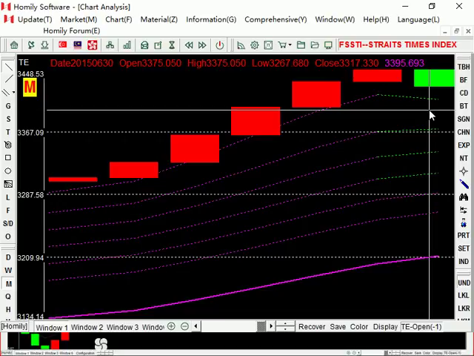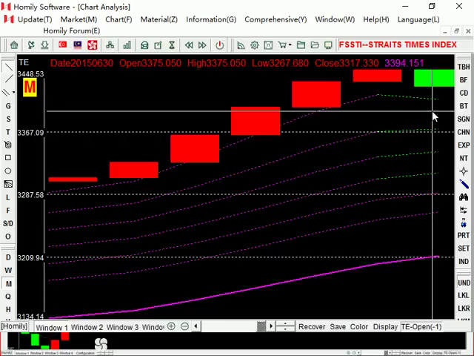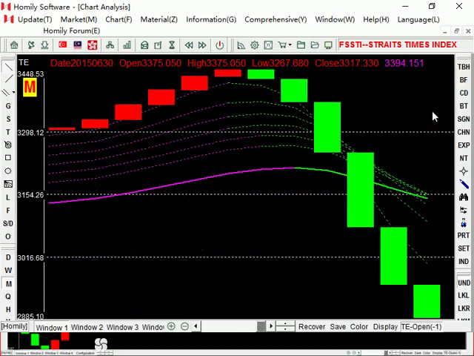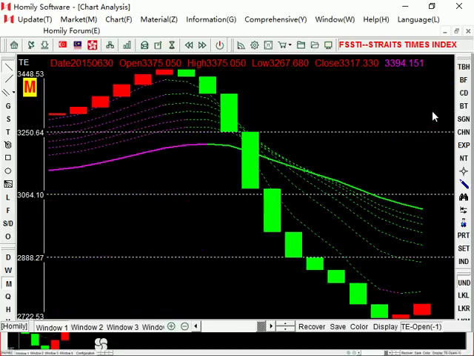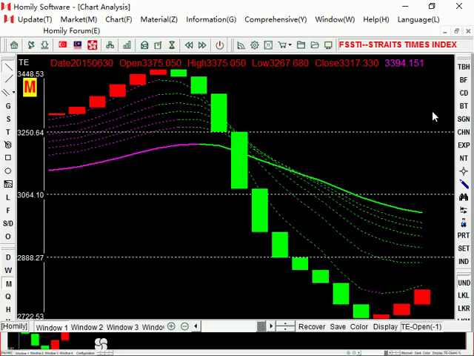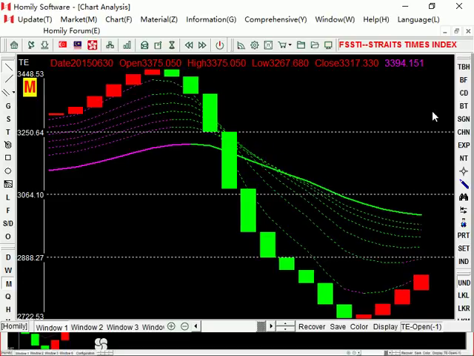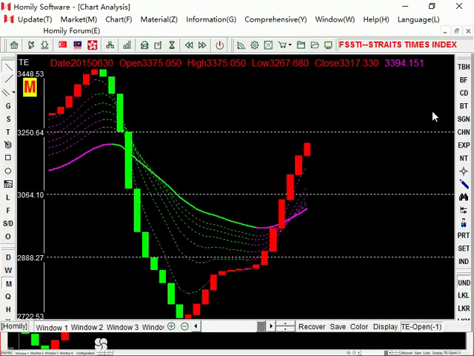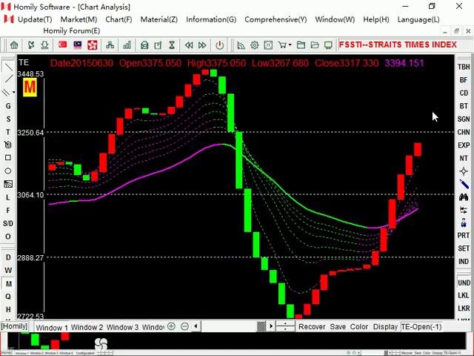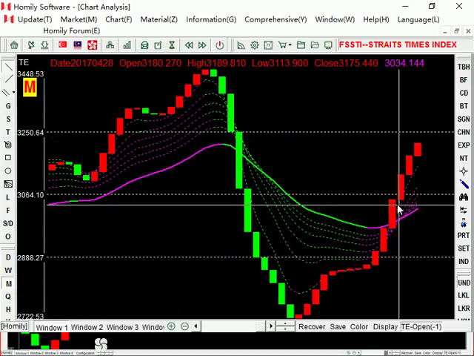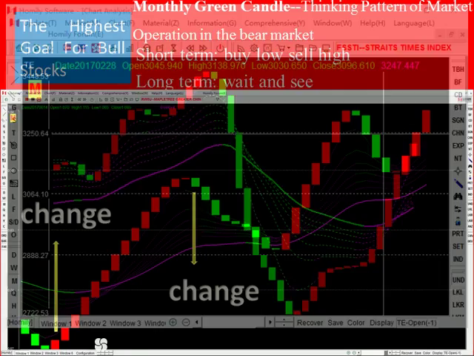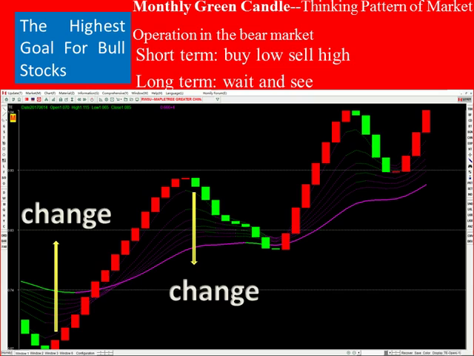So we can see here, this is the date, 2015, 13th June. So this is the sell point. If you see the green candlestick, you'd better wait and see for long term, and buy low, sell high for short term. So this is the market. For the monthly chart, the trend is also good. So let's see the next one.